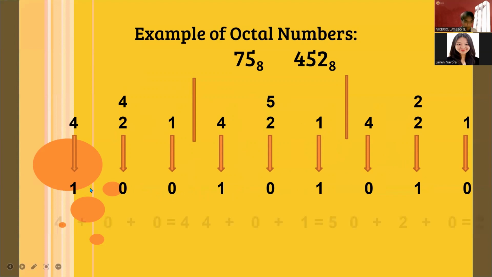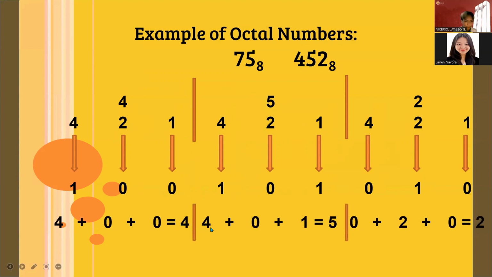So the 4 plus 0 plus 0 is equal to 4. And 4 plus 0 plus 1 is equal to 5. And 0 plus 2 plus 0 is equal to 2. So we have 2. So the equivalent of the 452 octal number in binary is 100 101 010.